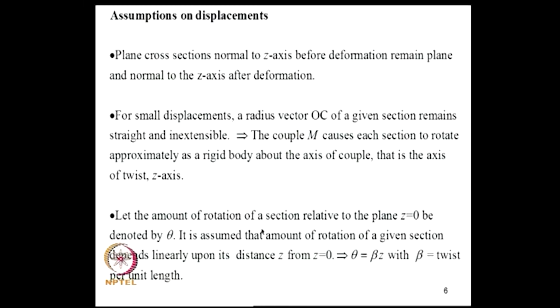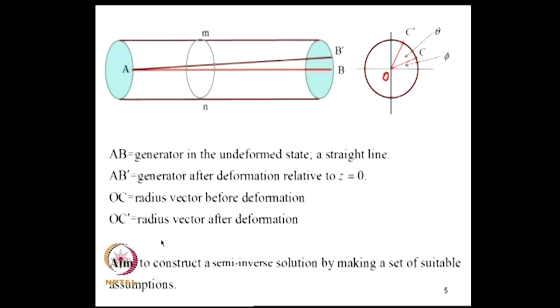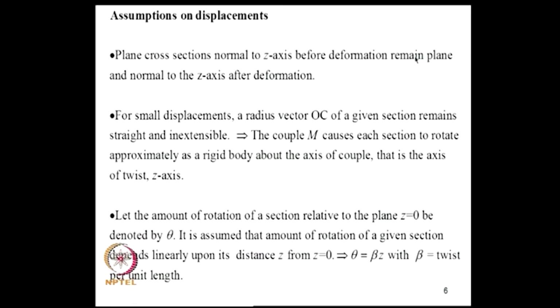Now, let the amount of rotation of a section relative to the plane z equal to 0 be denoted by theta. So, this angle I am calling theta. C is at an angle phi from the horizontal and theta is the rotation. Now, we assume that the amount of rotation of a given section depends linearly upon its distance from z equal to 0. That means theta will be beta into z, where beta is the twist per unit length.